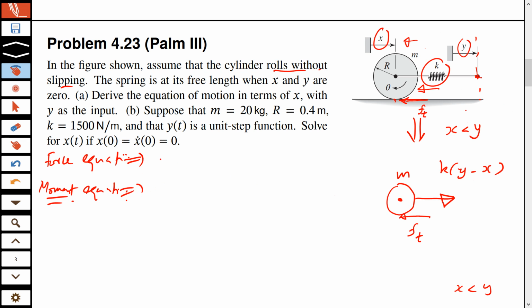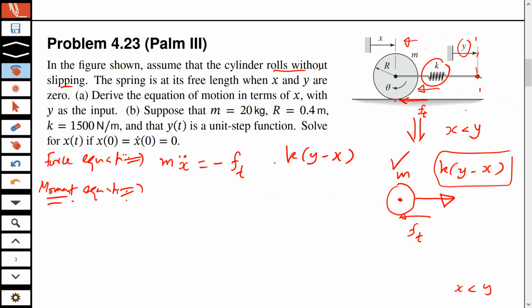So the force equation is simply Newton's law: m times x double dot. Remember, this x and y both were needed only to write down the expression for the restoring force. Once you want to write the equation of motion for the rigid body, the variable of concern is only x, not x minus y or y minus x. That's for the spring only. So m x double dot equals minus Ft, the tangential force, since it's against the direction of x, so it's with a minus sign, plus k times y minus x, which is in the same direction, so it's with a plus sign.